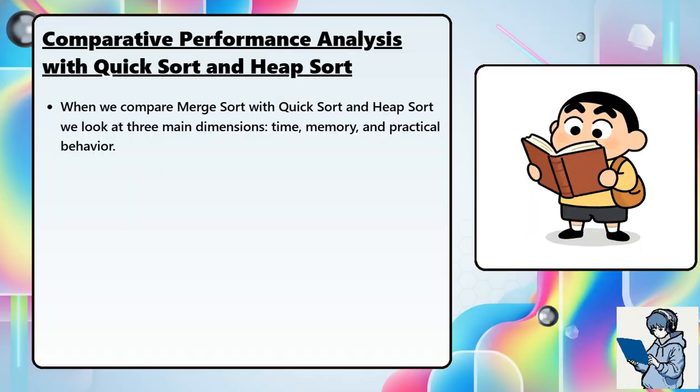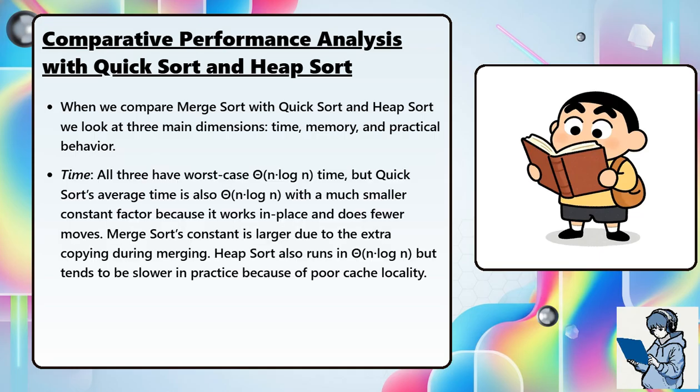When we compare merge sort with quicksort and heap sort, we look at three main dimensions: time, memory, and practical behavior. Time: all three have worst-case theta of n log n time, but quicksort's average time is also theta of n log n with a much smaller constant factor because it works in place and does fewer moves. Merge sort's constant is larger due to the extra copying during merging. Heap sort also runs in theta of n log n, but tends to be slower in practice because of poor cache locality.